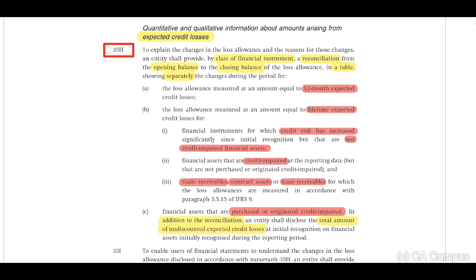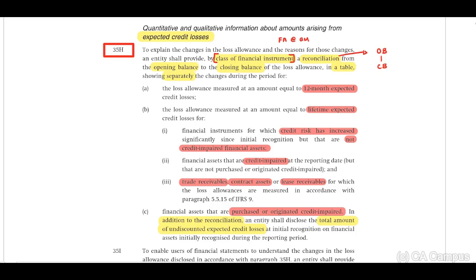To explain the changes in the loss allowance and the reasons for those changes, an entity shall provide by class of financial instrument, this is important guys, by class. Therefore, in our example, this is a financial asset at amortized cost. A reconciliation. Now, what is a reconciliation? There will have to be an opening balance and a closing balance and a movement.